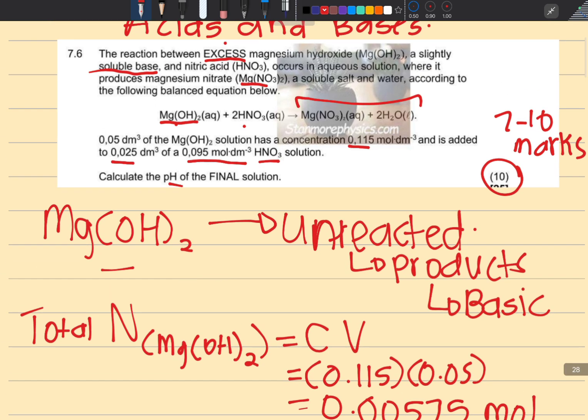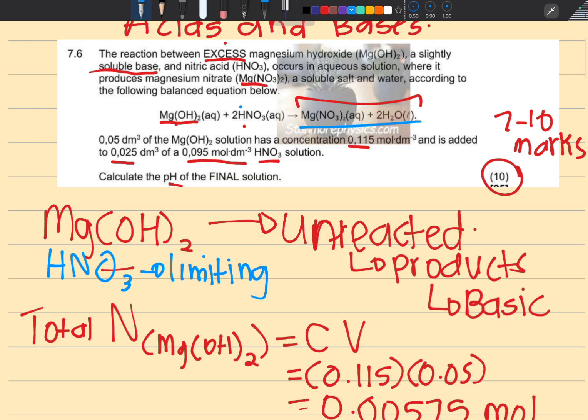And if they tell us that magnesium hydroxide is the one that is in excess, then we can say it means nitric acid is the limiting reagent. I'm going to add that there. HNO3 is the limiting reactant, meaning it's the one that determines how much of the products we are forming, and it is the one we can use to tell how much of the magnesium hydroxide has reacted from the total.